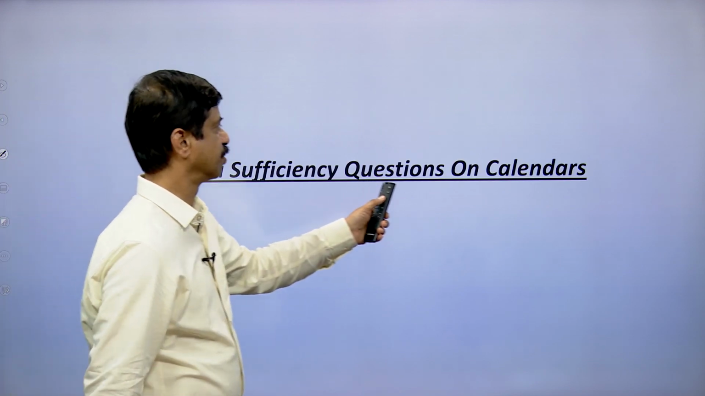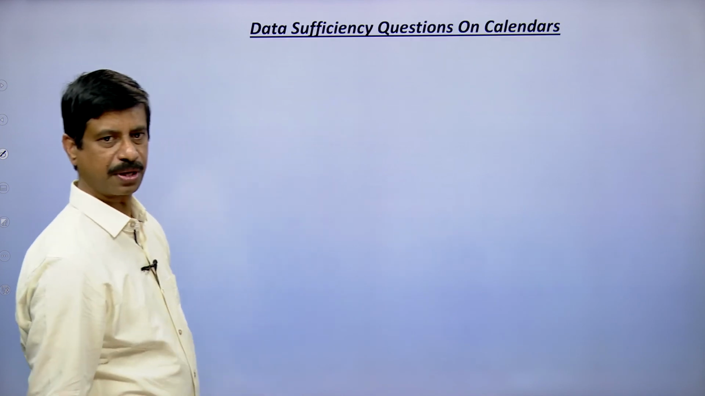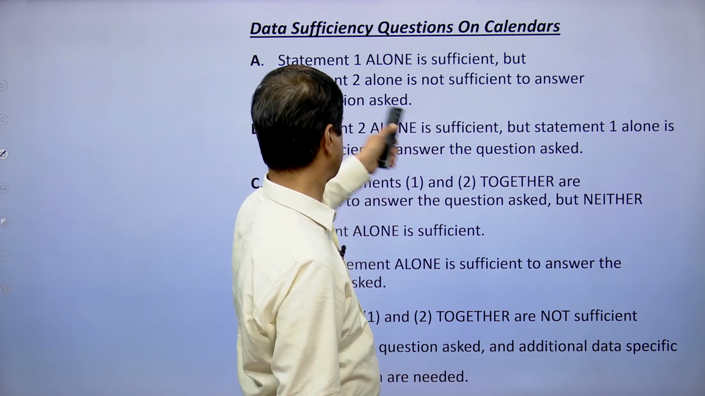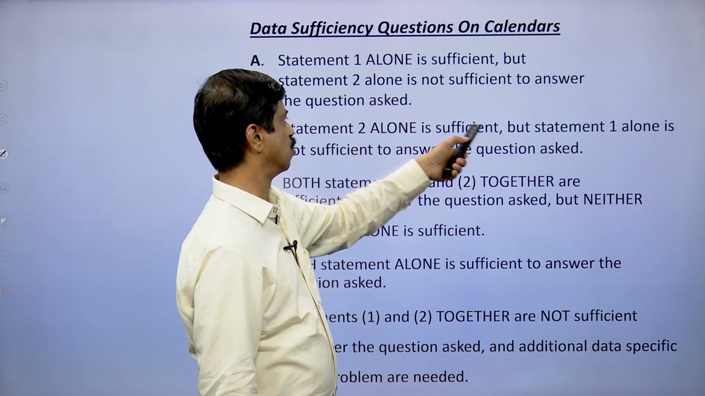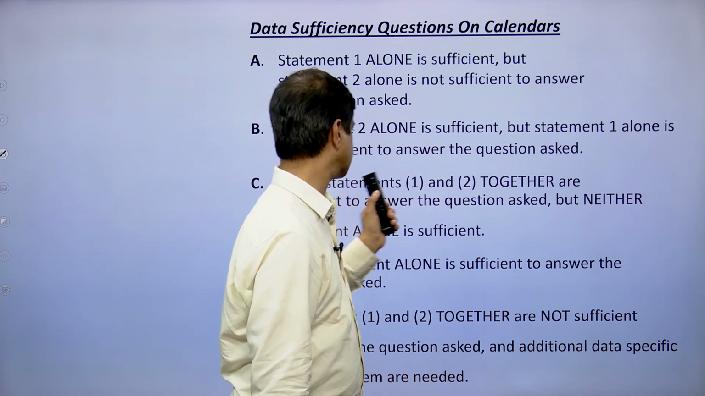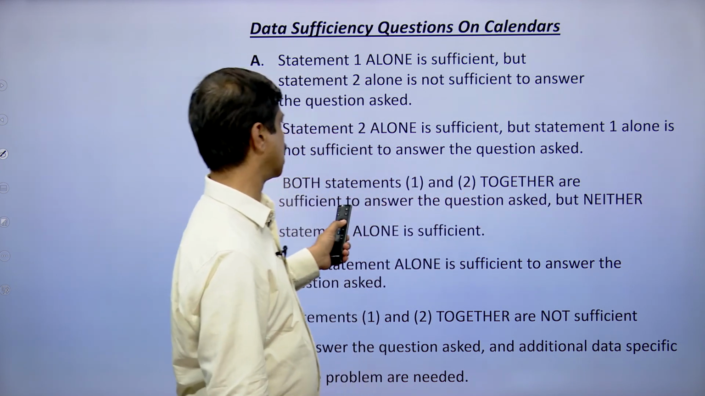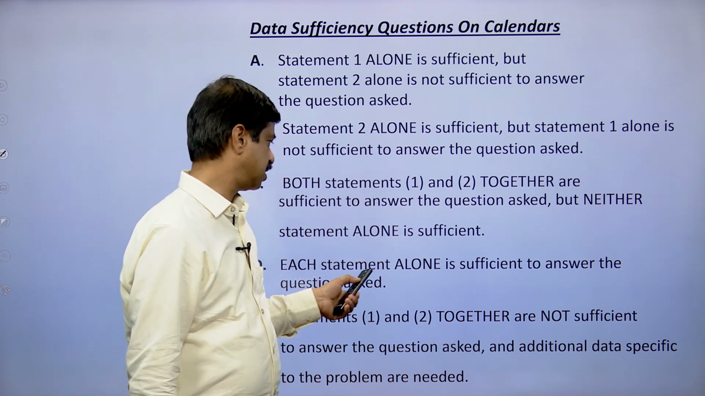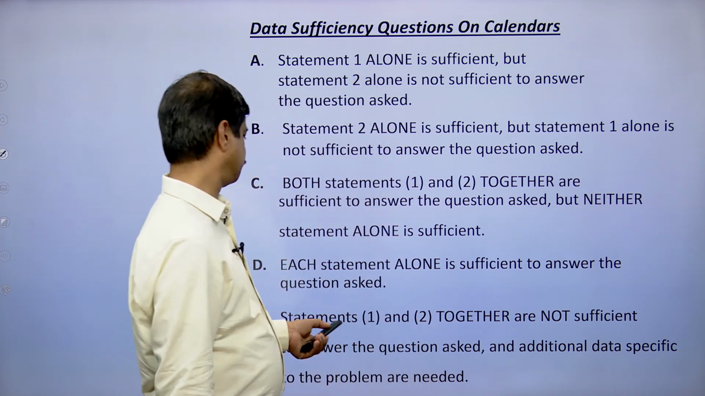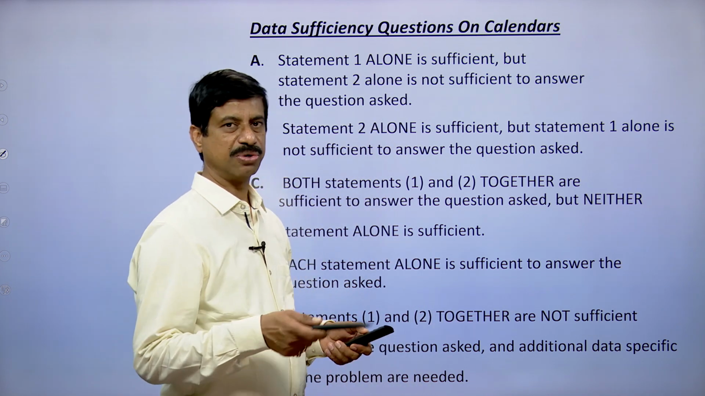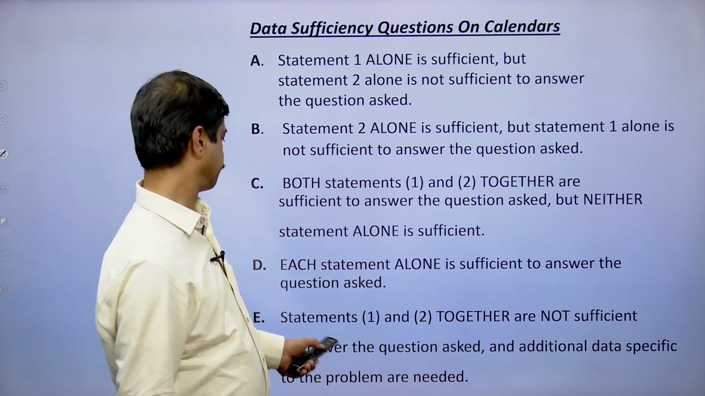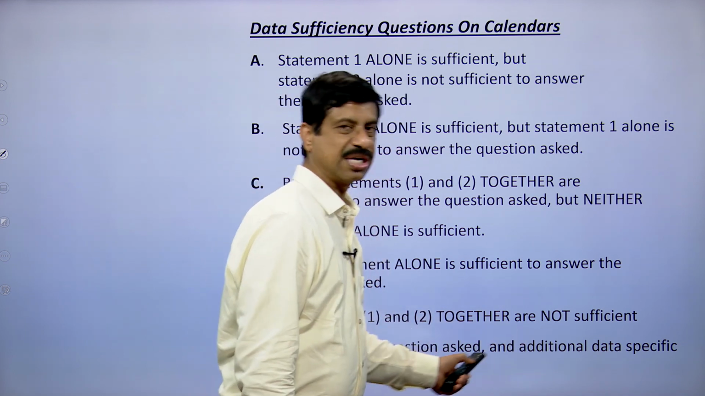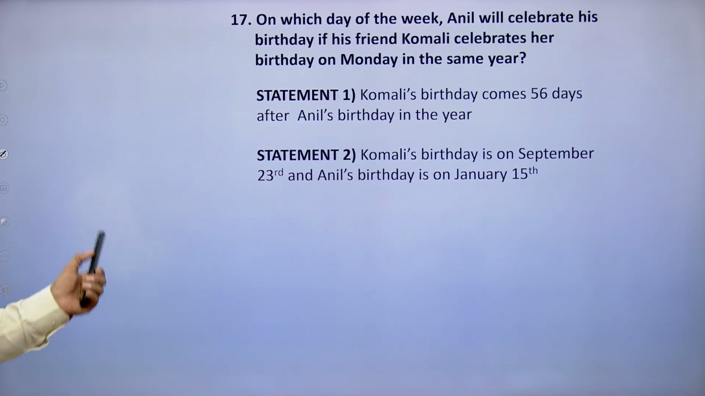Data sufficiency questions on calendars. Now you see, statement 1 alone is sufficient, but statement 2 alone is not, same like the previous case. This says statement 2 alone is sufficient, but statement 1 alone is not sufficient. Here it says both 1 and 2 together are sufficient to answer, but neither of them alone is sufficient. Each statement alone is sufficient to answer the question, either statement 1 or statement 2, individually. E is statement 1 and 2 together are not sufficient to answer the question and additional data is required. So, that is E.